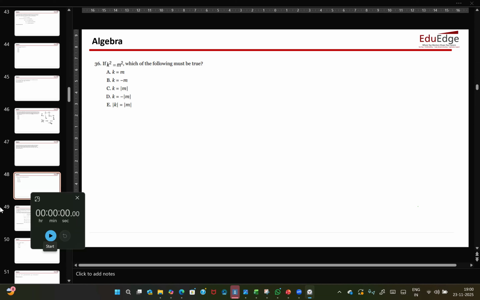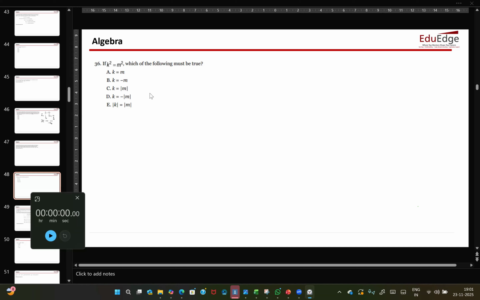Okay. Why not C and why E, according to you? Because the mod is not on the left, no? Mod is not on the left. Okay. Yeah, so what if it's minus k? What if k has a negative? Then it won't be equal.